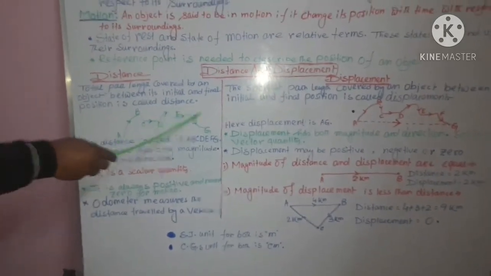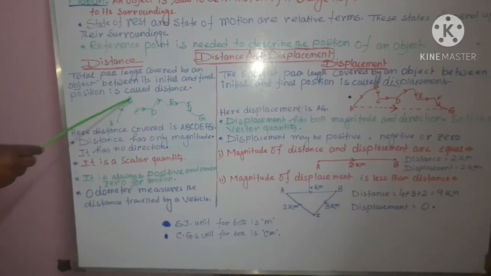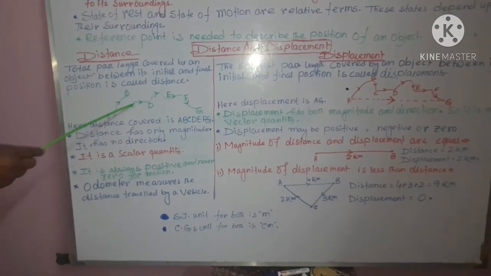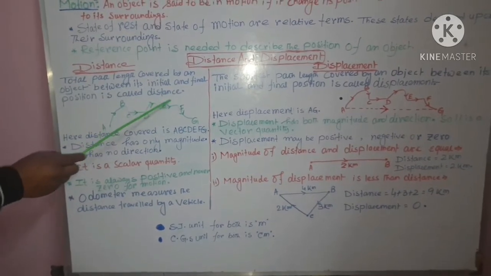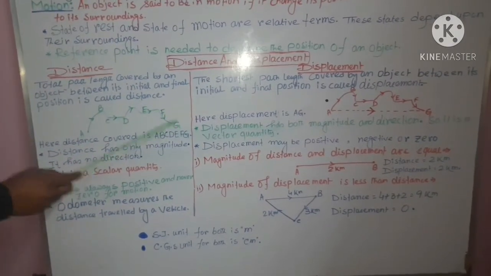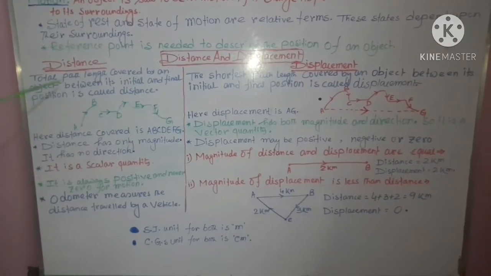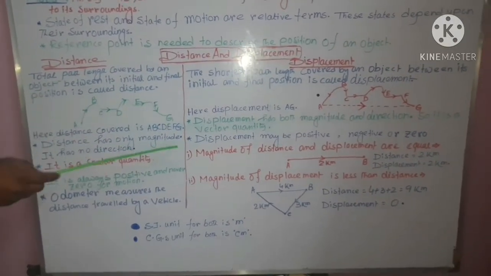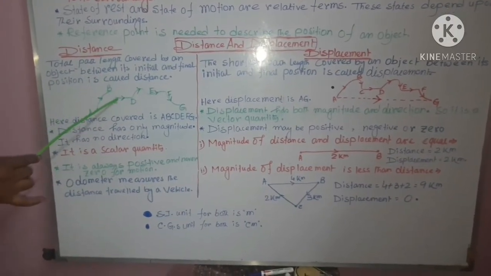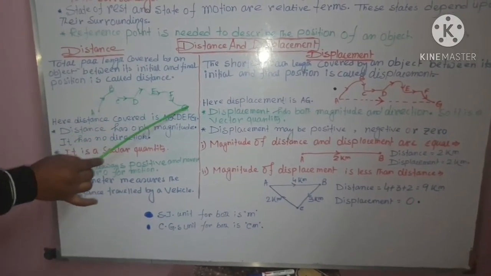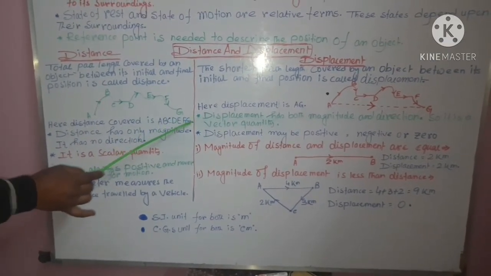Now see the diagram over here. An object is moving from A to B, then B to C, then C to D, then D to E, then E to F, then F to G. So during this motion, what is the distance of the object? The distance of the object is A, B, C, D, E, F, G. That is the distance.